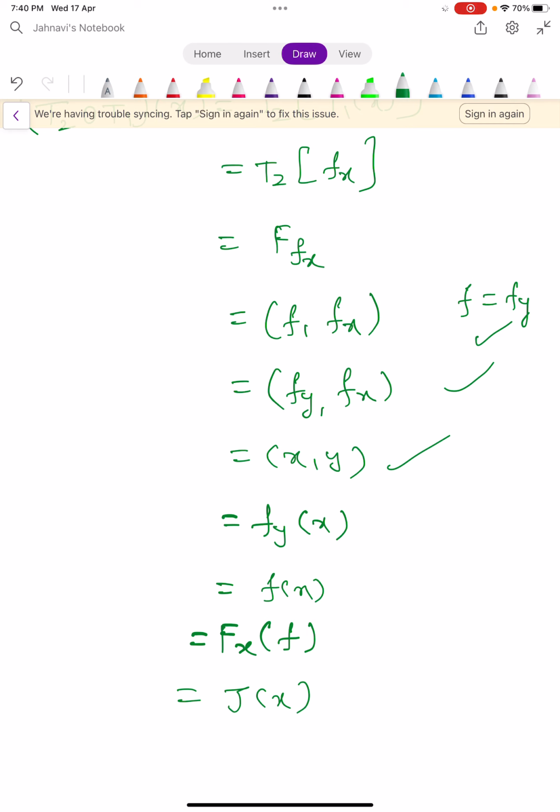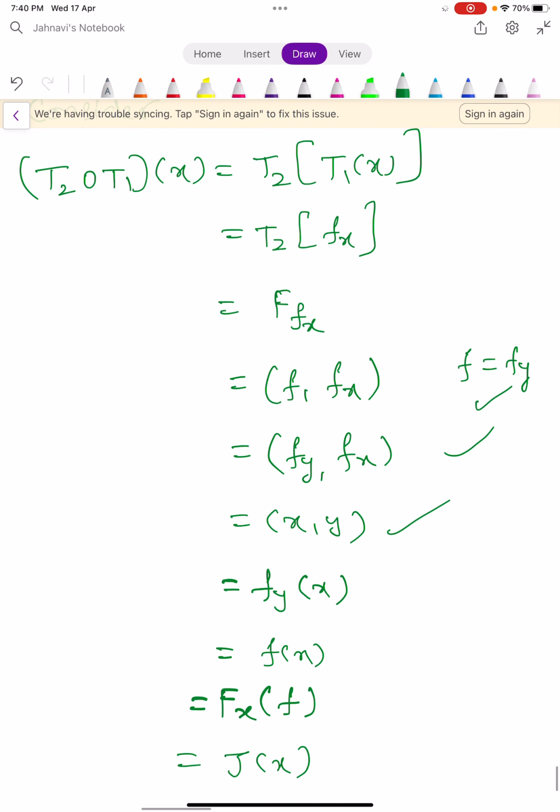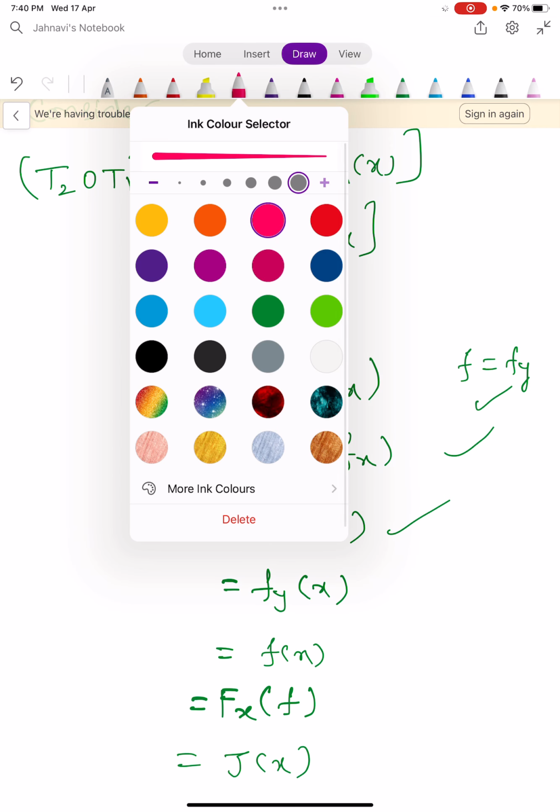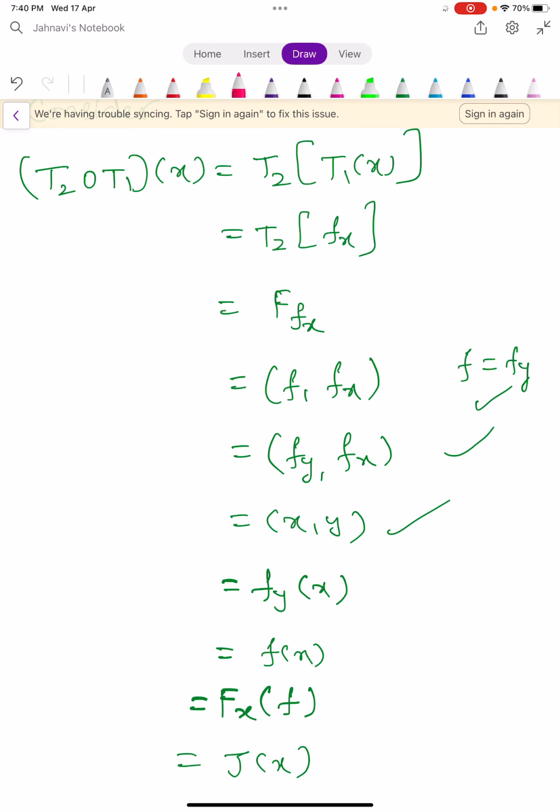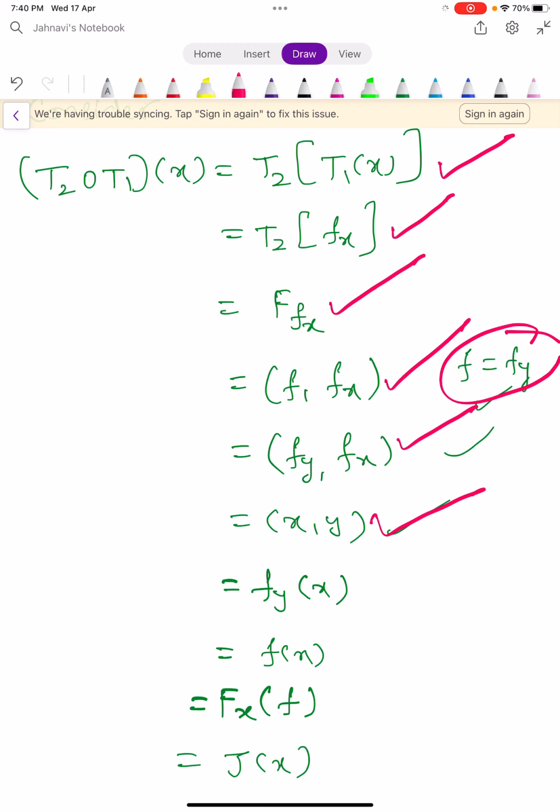Please observe this carefully. T2 circle T1 of x is equals to T2 of T1 of x. By definition of T1 of x, it can be written as fx. By definition of T2, it can be written as capital F fx. By definition of capital F, it can be written as inner product of f comma fx. And f is equals to fy. So inner product of fy comma fx. So it can be written as inner product of x comma y.